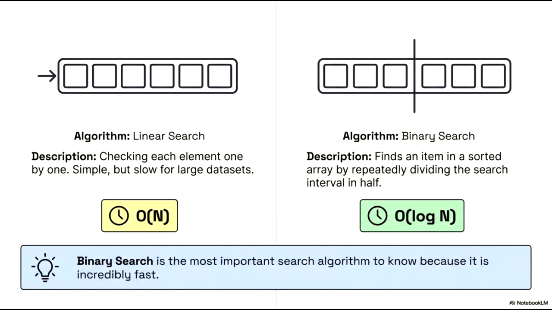On the right, we have binary search. This algorithm is designed to find an item in a sorted array by repeatedly dividing the search interval in half. By eliminating half of the remaining elements with each step, it achieves a much more efficient time complexity of O of log n. Because of this logarithmic efficiency, binary search is considered the most important search algorithm to master, as it remains incredibly fast, even when dealing with massive amounts of data.